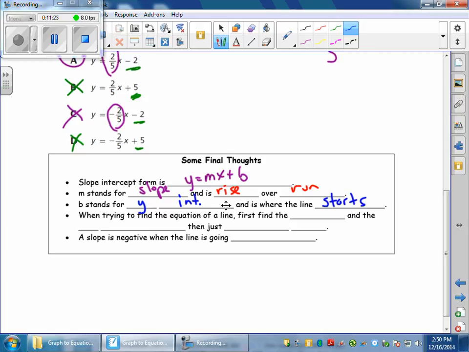And when trying to find the equation of a line, first find the slope and the y-intercept. I like to find the y-intercept first. And then just plug in. That's it. You're plugging into a formula. And last thing is, a slope is negative when the line is going down. All right, so hopefully that was good enough for you guys. That is how you go from a graph to an equation. Thanks.